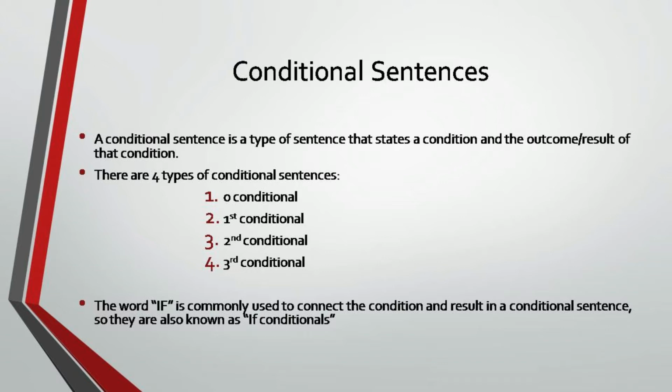Let's see. A conditional sentence is a type of sentence that states a condition and the outcome or the results of that condition. In English language, there are 4 types of conditional sentences. They are zero conditionals, type 1 conditional, type 2 conditional and type 3 conditionals. To form conditional sentences, commonly we use the word if to form the condition of that sentence.